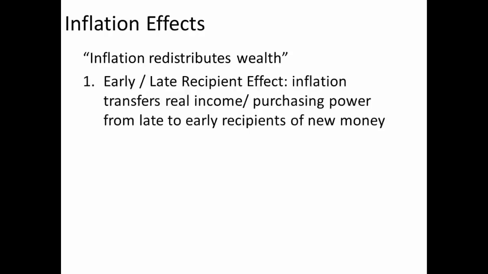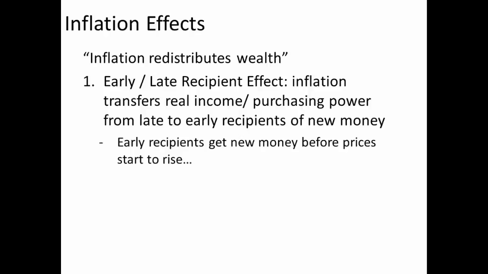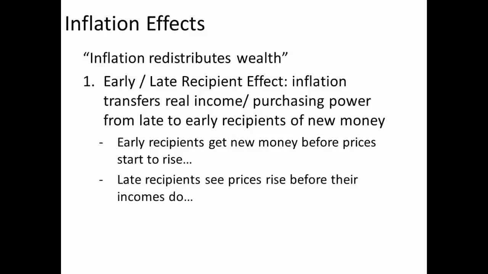And there's two aspects to this. The first one is what I identify as the early late recipient effect. Put quite simply, inflation transfers real income or purchasing power from the late recipients of new money to the early recipients. Why? Well, quite simply, early recipients spend money before the prices go up. Remember, you have to spend that new money to make the prices go up. Early recipients get to spend it first, prices then go up. People who receive the money last see the prices go up before they get their hands on the new money.